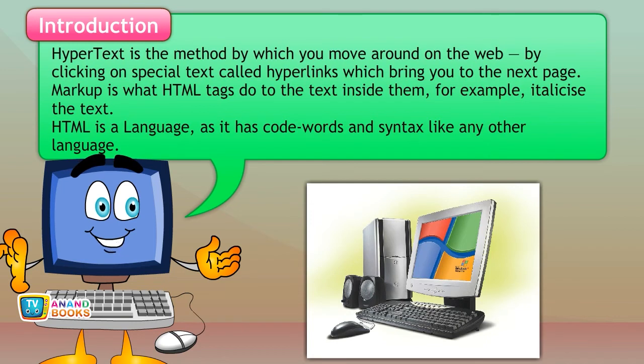Hypertext is the method by which you move around on the web, by clicking on special text called hyperlinks, which bring you to the next page. Markup is what HTML tags do to the text inside them, for example, italicize the text. HTML is a language as it has code words and syntax like any other language.